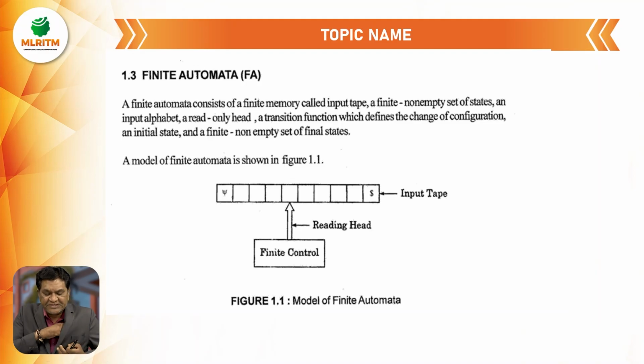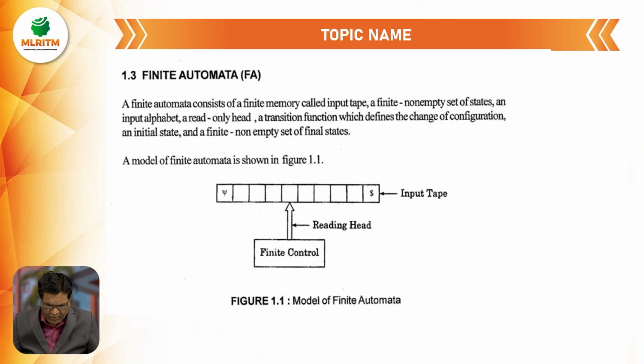Finite automata consists of a finite memory called the input tape. The input tape can be divided into a number of cells, a finite non-empty set of states, input alphabets called sigma, a read head only, a transition function called the delta function, an initial state that starts from q0, and a set of final states.